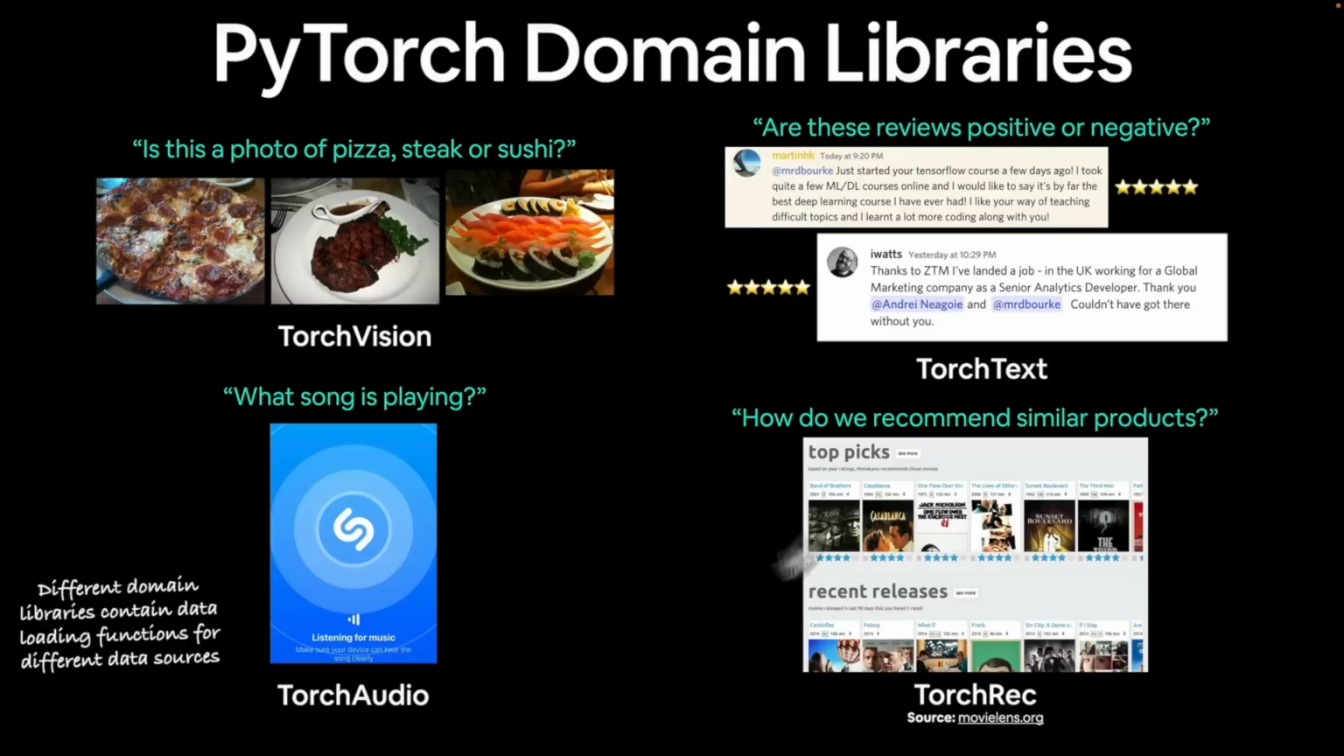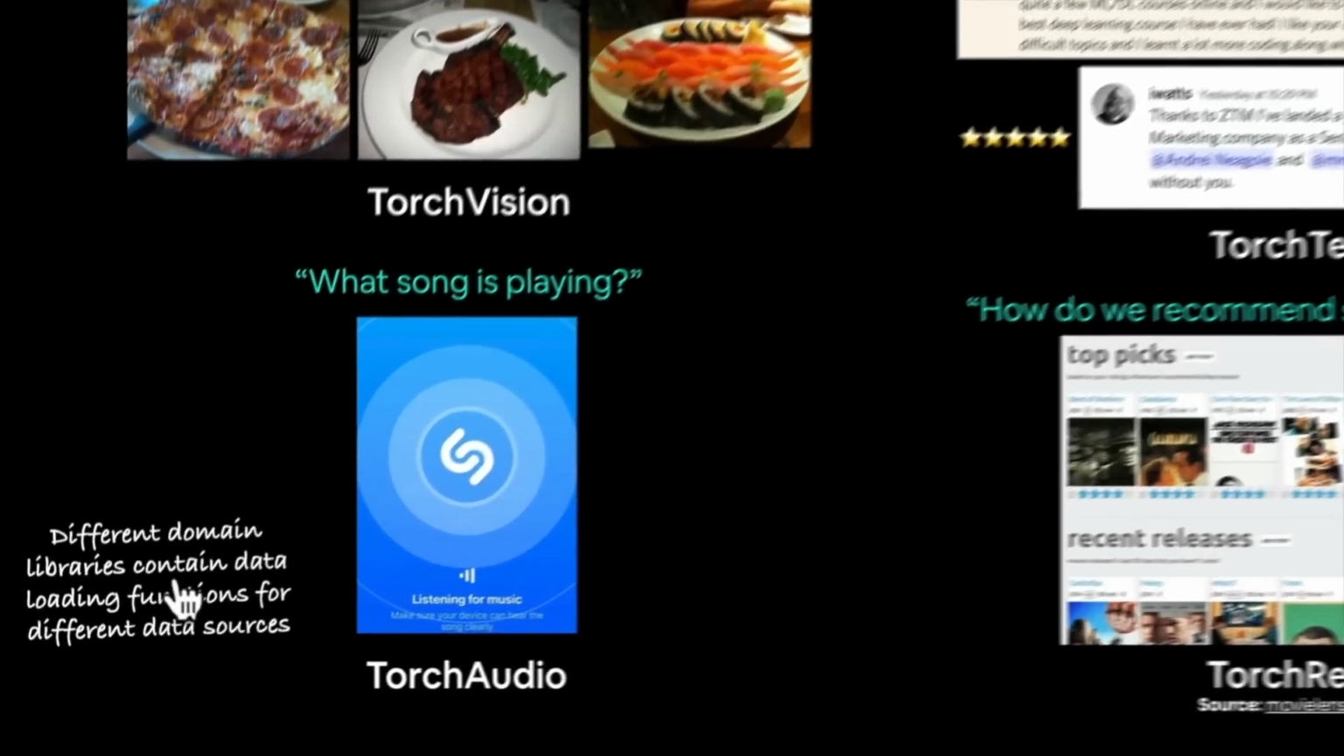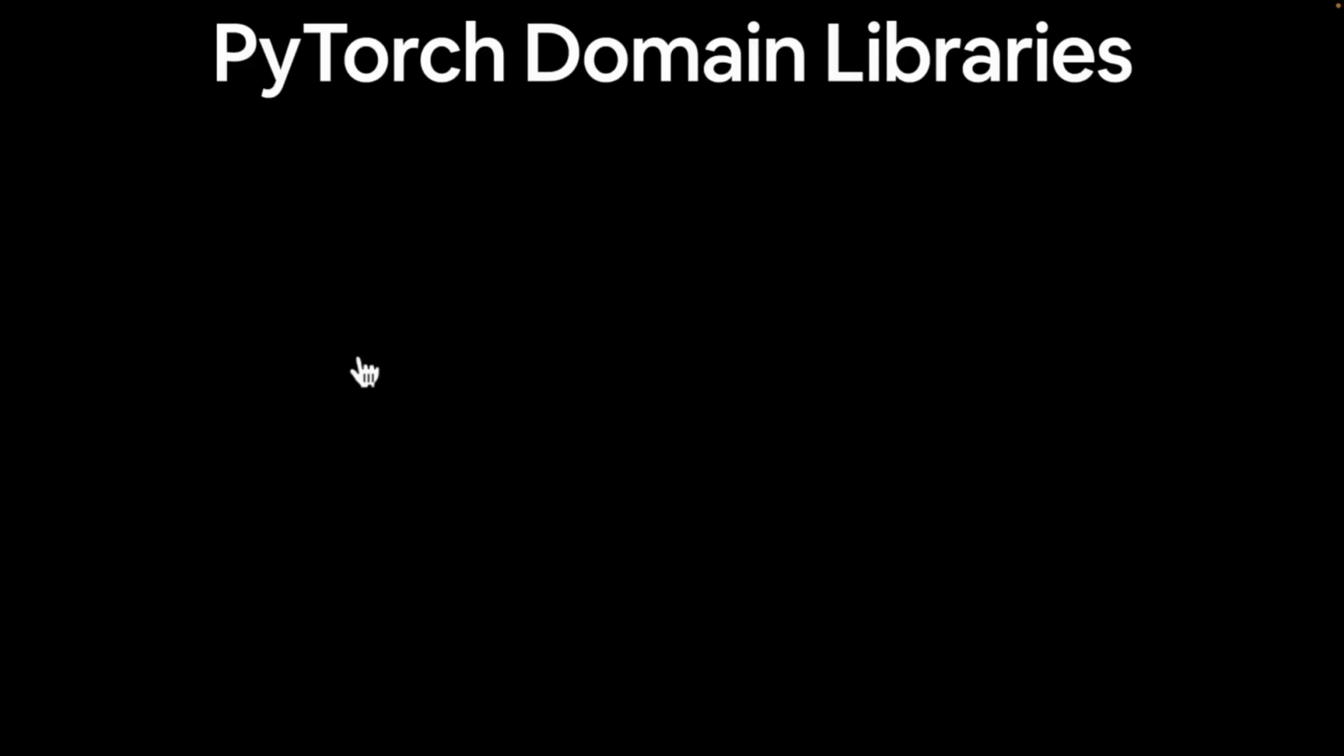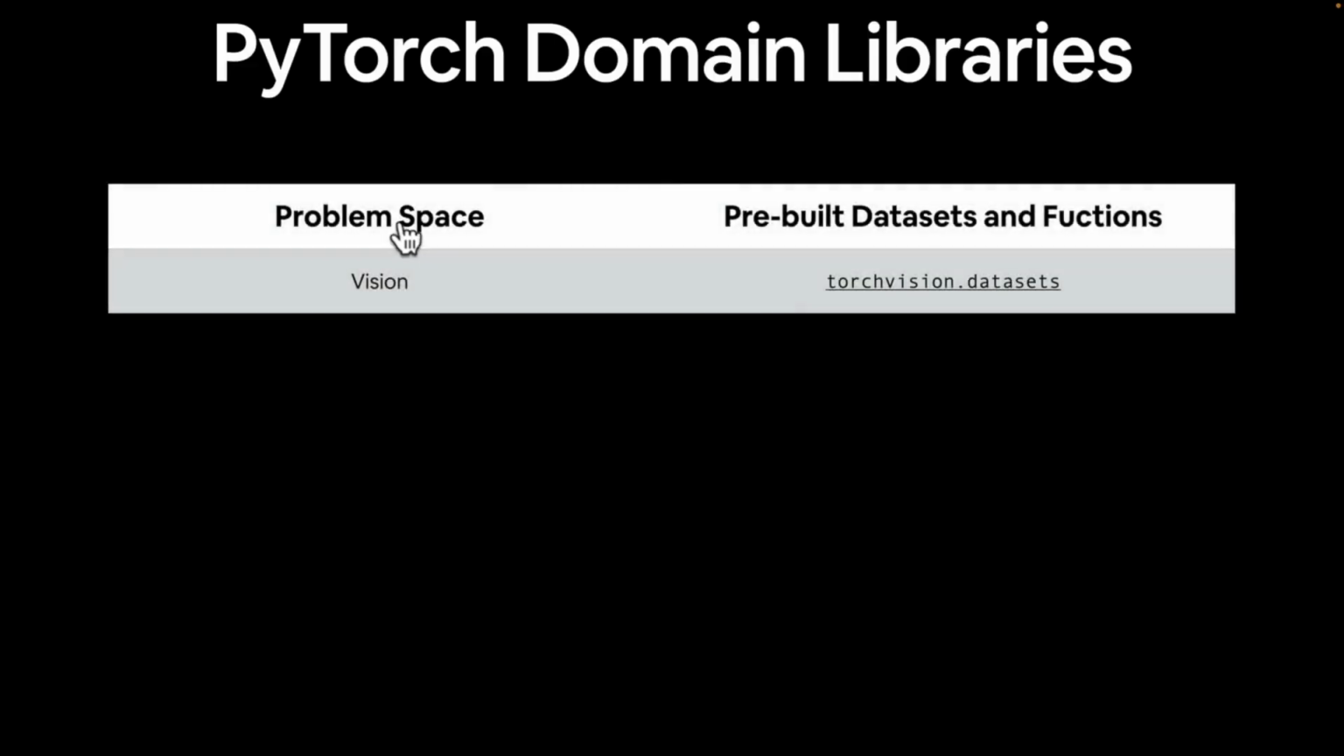And so this is just something to keep in mind, because each of these domain libraries has a datasets module that helps you work with different datasets from different domains. And so different domain libraries contain data loading functions for different data sources. So Torch Vision, let's just go into the next slide. We have problem space, vision.